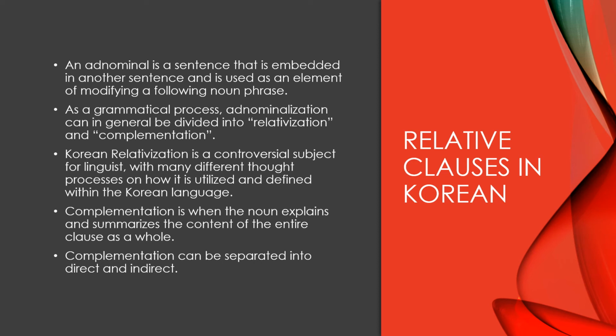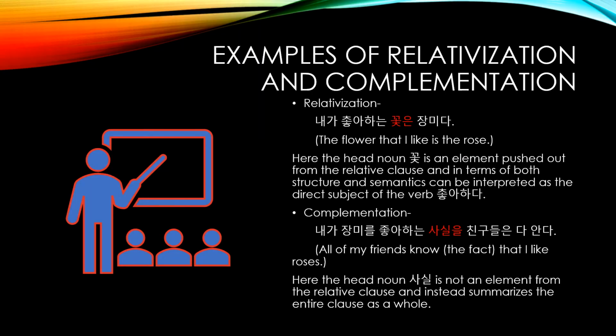Complementation is when the noun explains and summarizes the content of the entire clause as a whole. And complementation can be separated into direct and indirect. So examples of these are relativization in the sentence 내가 좋아하는 꽃은 장미다. The flower that I like is the rose. Here the head noun 꽃 is an element that has been pushed out from the relative clause. And in terms of both structure and semantics can be interpreted as the direct subject of the verb 좋아하다. So that means that we know that we're talking about the type of flower that I like.